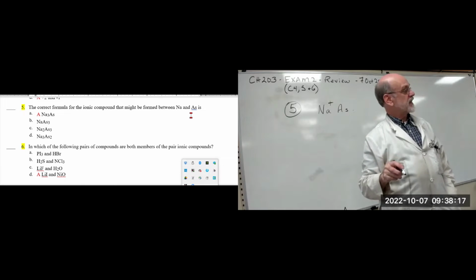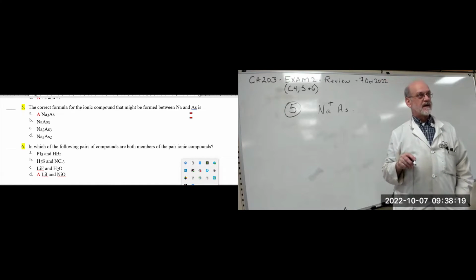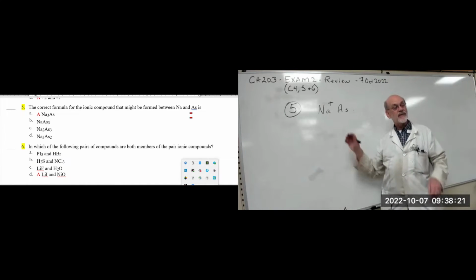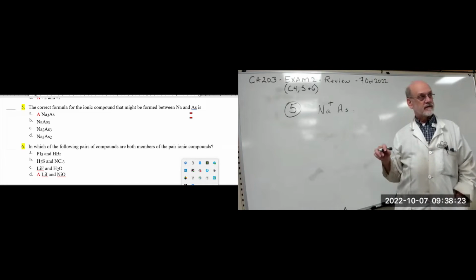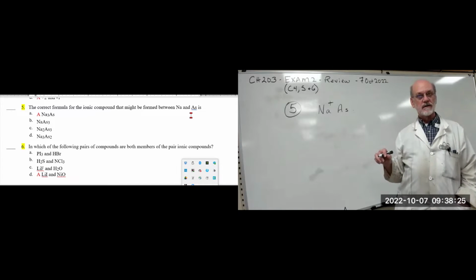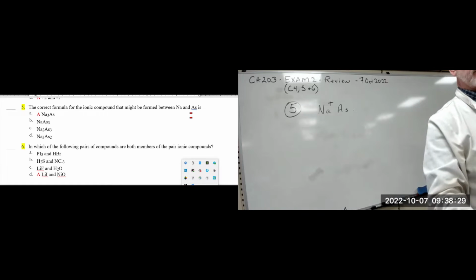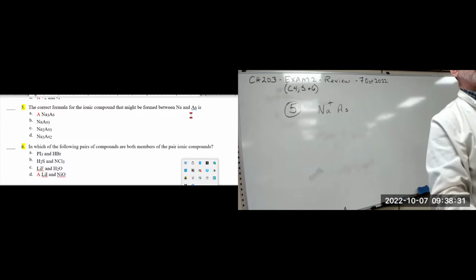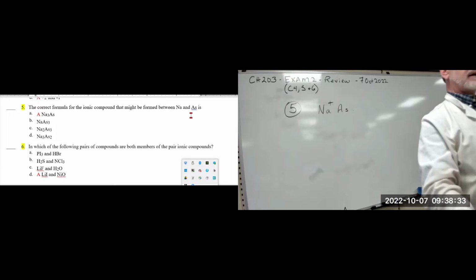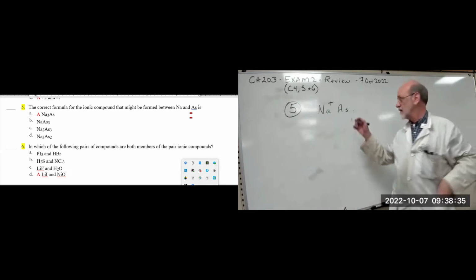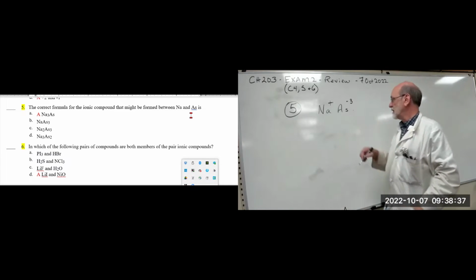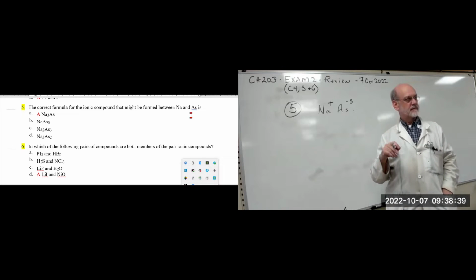Arsenic is in the same group as nitrogen. If it's going to form an ionic compound, it will have what charge? Start with the halogens, -1. Next one left to it's -2. Next one left to it's -3. The nitrogen group's -3. So how do we balance that?